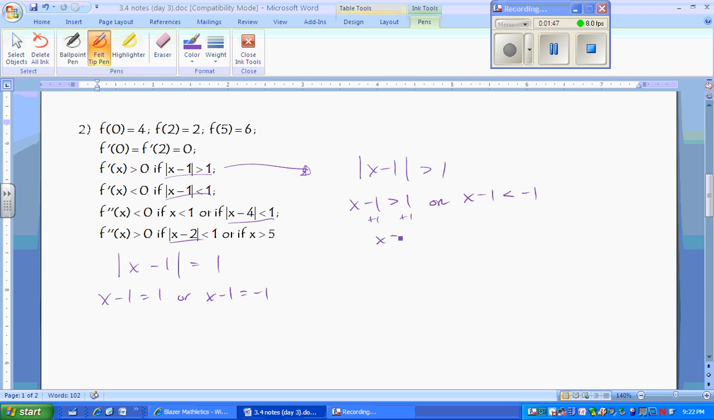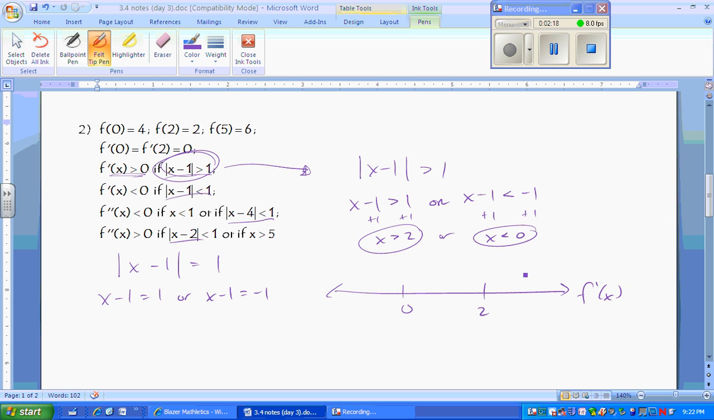So we set up two inequalities, and we have to solve each one. Here, add 1 to both sides. x is greater than 2. Add 1 to both sides. x is less than 0. Right, so this inequality right here is the same as saying x has to be greater than 2 or x has to be less than 0. So like on our first derivative number line here, it says the derivative is greater than 0 on that interval. So when x is greater than 2, it's positive. And then when x is less than 0, it's positive.